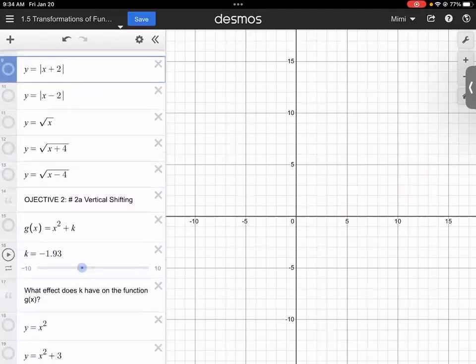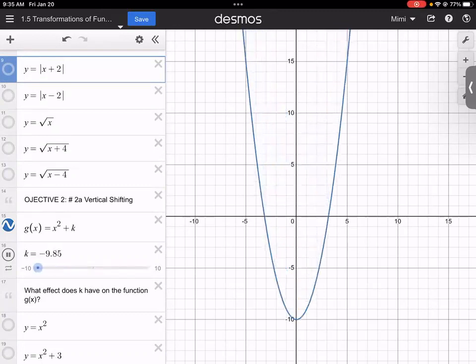For vertical shifting, this is my parent graph, or I would say the basic graph, or the master graph. When k is positive, it looks like it shifts up, right? When k is negative, it shifts down.